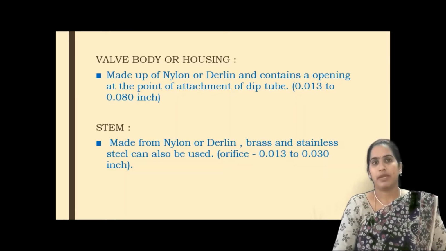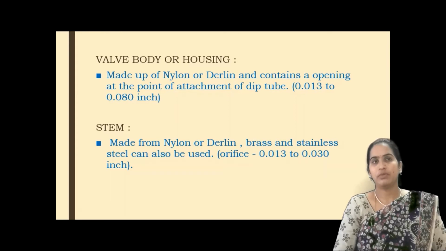Next one, stem. It is made from nylon or Delrin, brass and stainless steel, and the orifice of the stem ranges from 0.013 to 0.030 inch, and it supports the valve. It places the valve in its place. Below the valve, this stem is present. From this stem, the product will be delivered into the valve chamber.